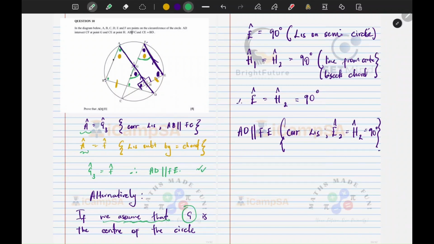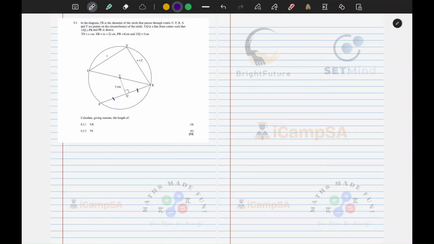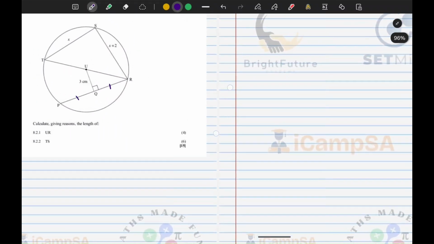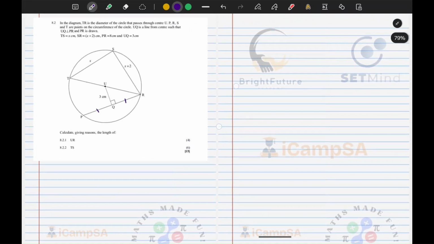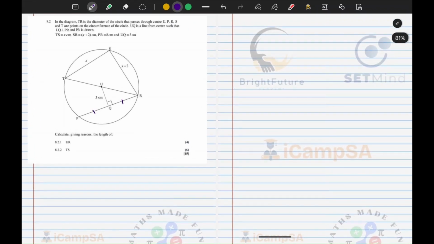Right, perfect. Let's look at another question now. Let's look at 8.2. In the diagram, TR is a diameter of the circle that passes through center U.